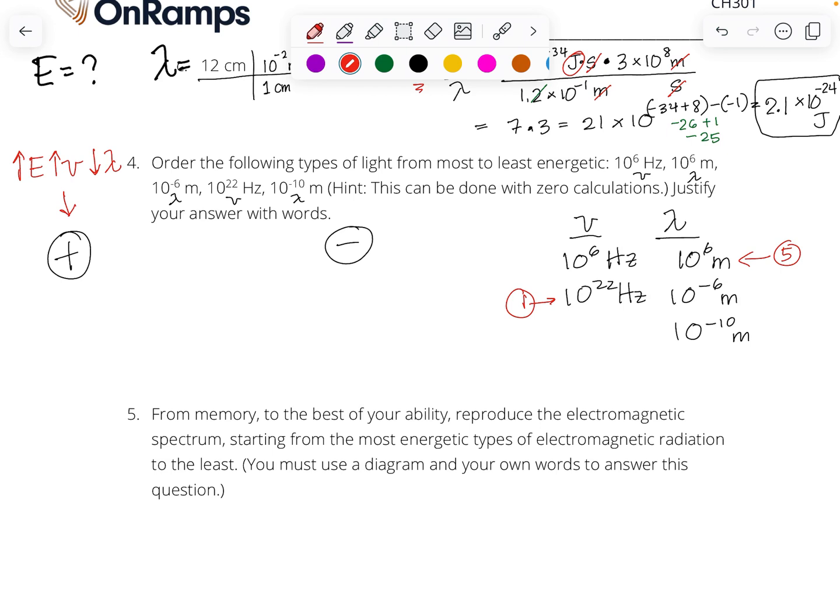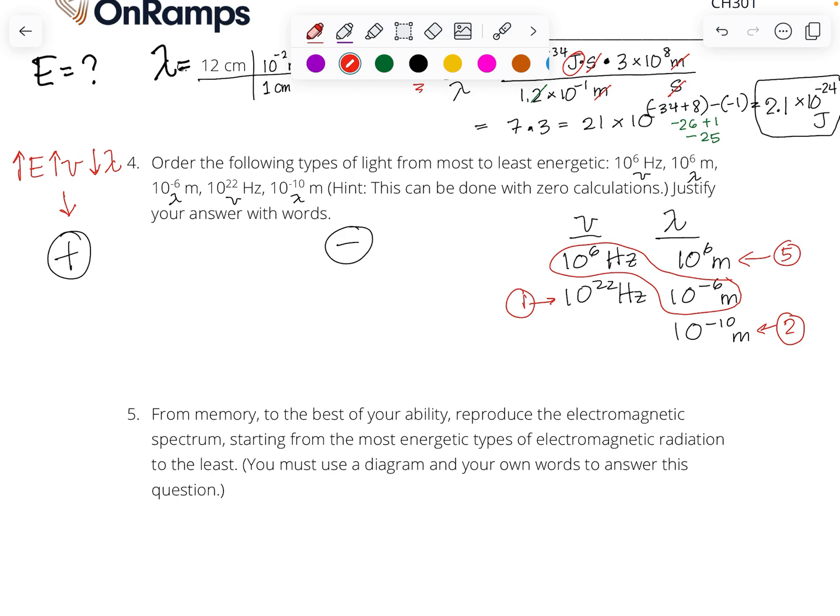And it looks like we've got 2 that seem to be in the same area, but neither of them are going to be as big as this one. So 10 to the negative 10, that's a really short wavelength, so that's going to be our second greatest. So then we need to look to see between the two.